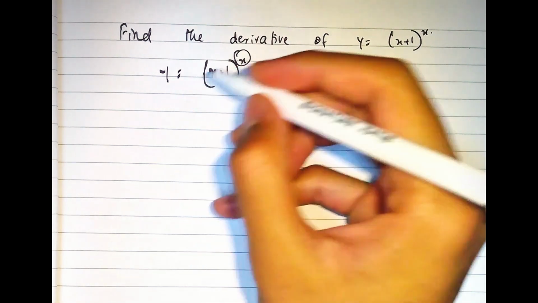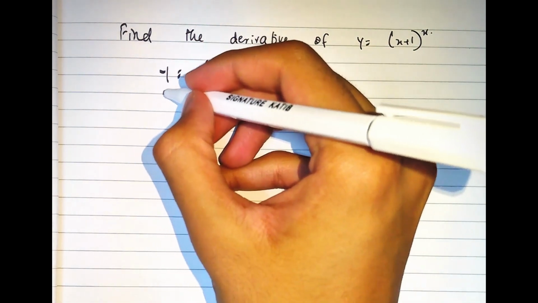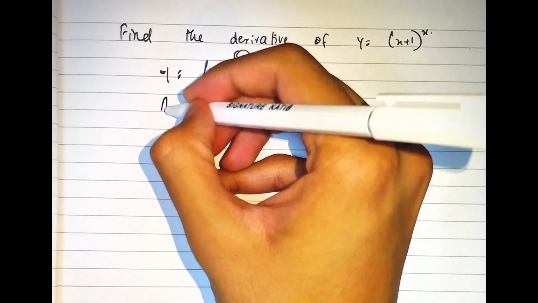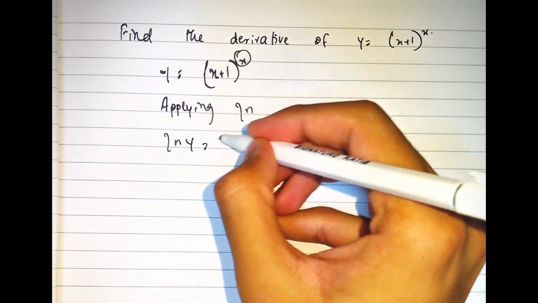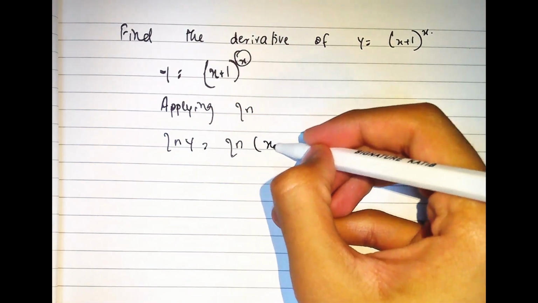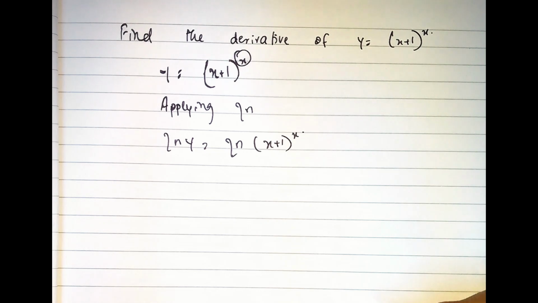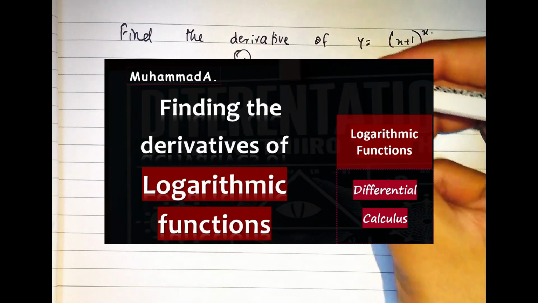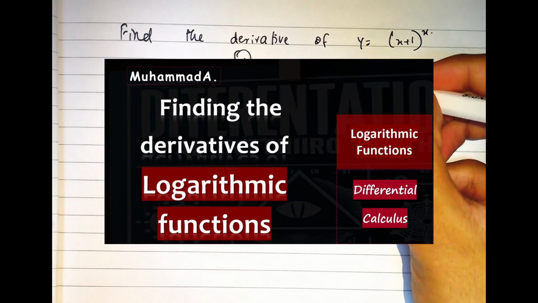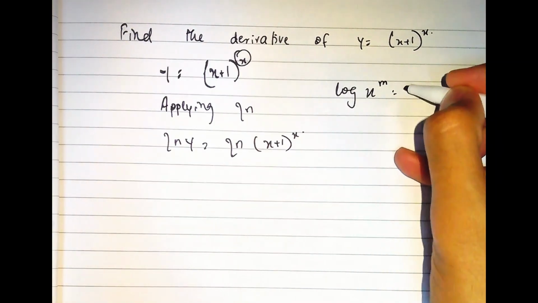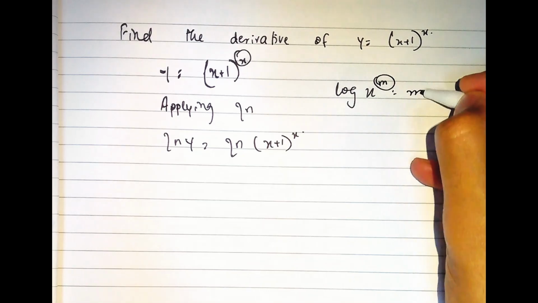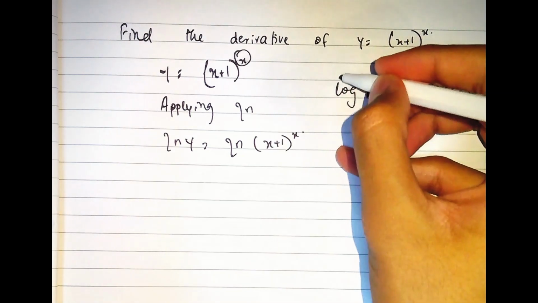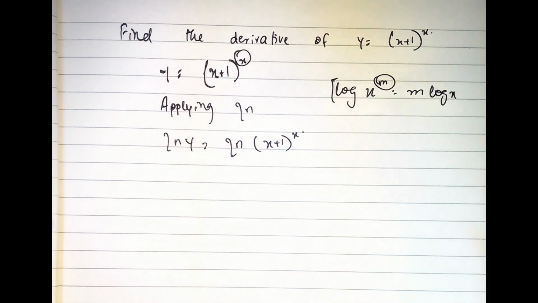Okay, so I will simply apply the natural log on both sides of the equation. So applying natural log, natural log of y is equal to natural log of (x plus 1)^x. Now there are some rules for solving logarithms. I told you this rule in my logarithm video, in which I said that if you have log function power m, we can separate this power and write m log x. So over here we have natural log of (x plus 1)^x.